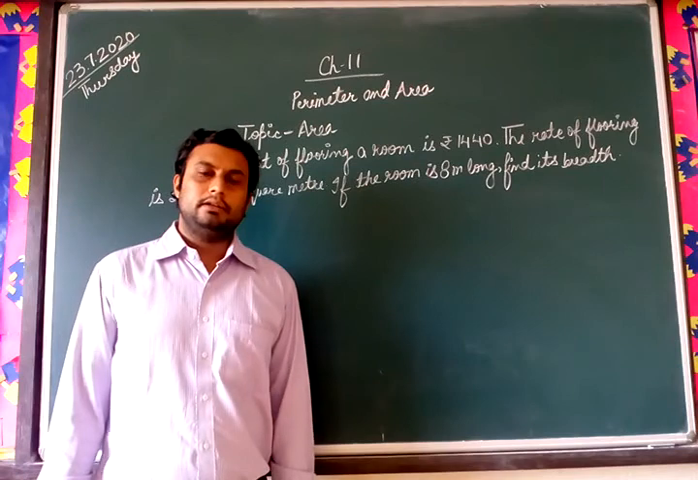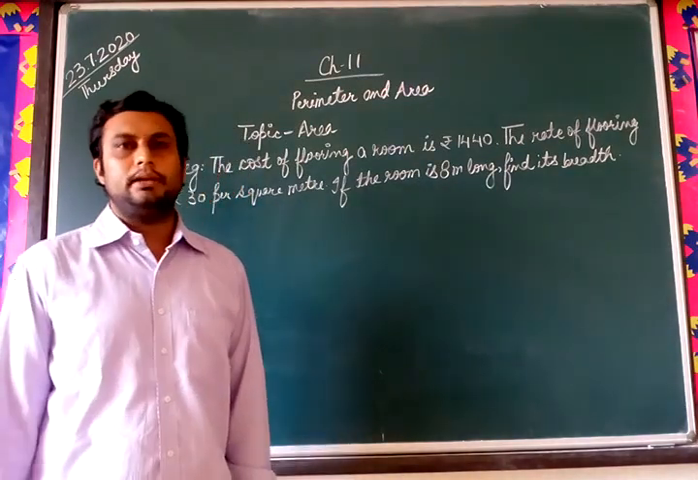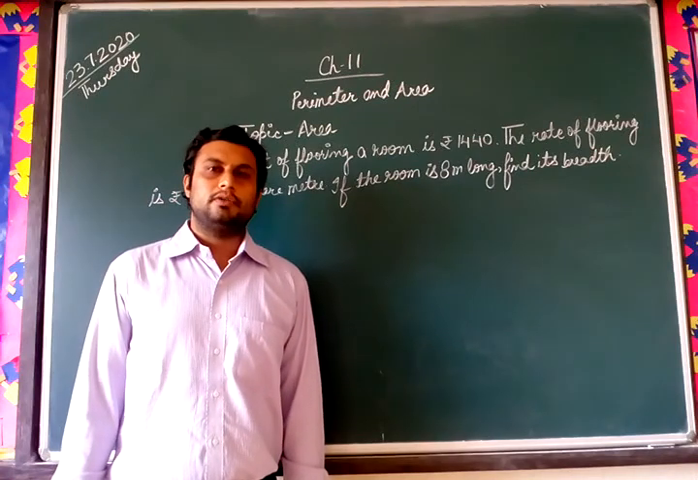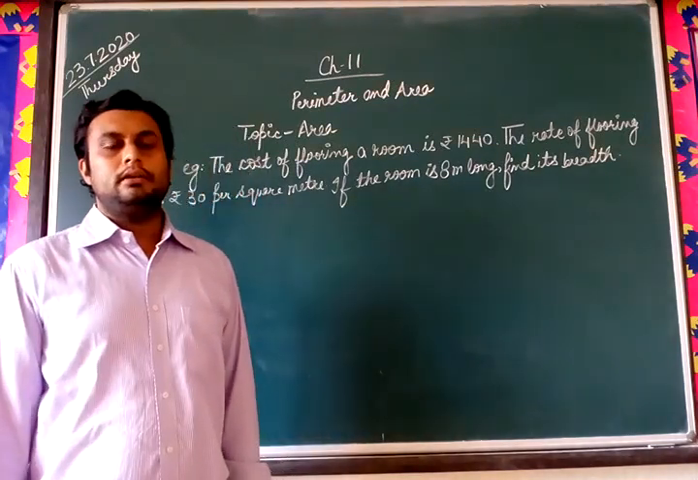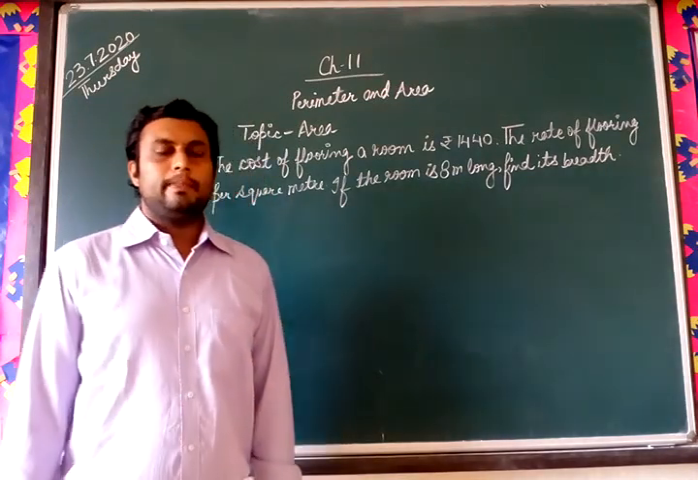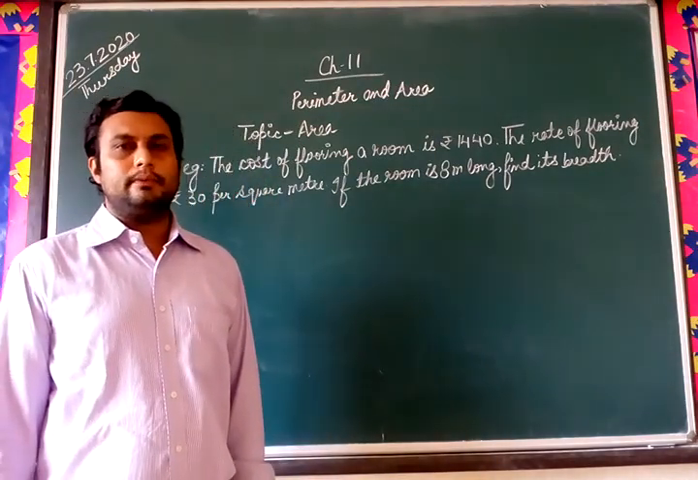Area of a rectangle is length multiplied by breadth, or the product of length and breadth, and the area of a square is side multiplied by side. So we are doing some more examples about the area.